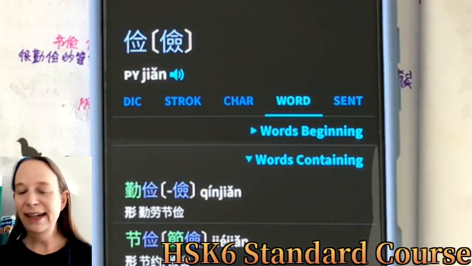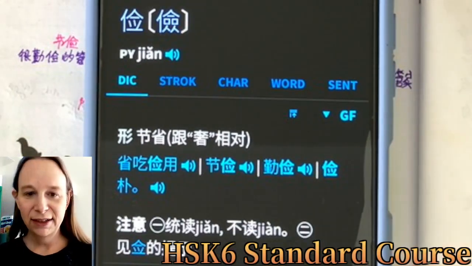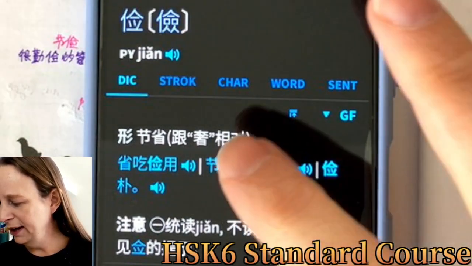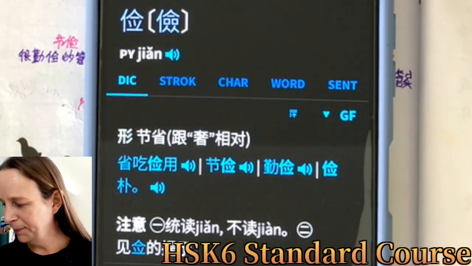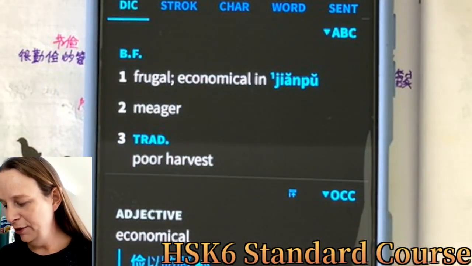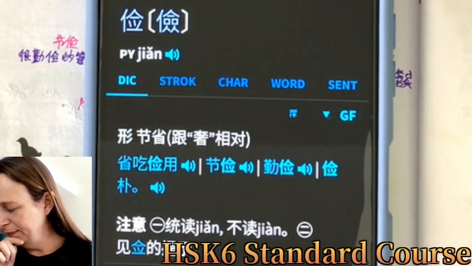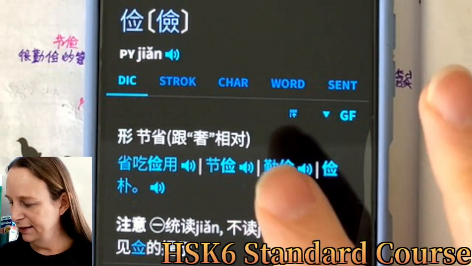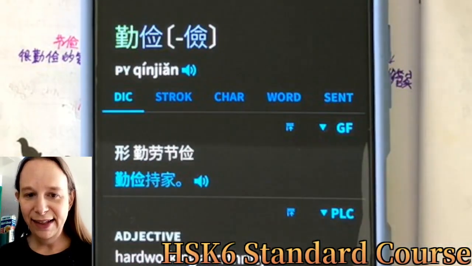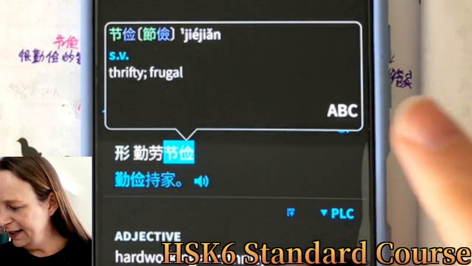Yes. Okay, so 勤俭 and 节俭. What does it actually mean? 节省, 跟那个奢侈的奢相对, the opposite of 奢. Thrifty, frugal, economical. So what's the relevance here? What's the relevance with 勤俭? 勤俭, hardworking and thrifty. Okay. So that's the definition. 勤劳节俭. 勤劳节俭.